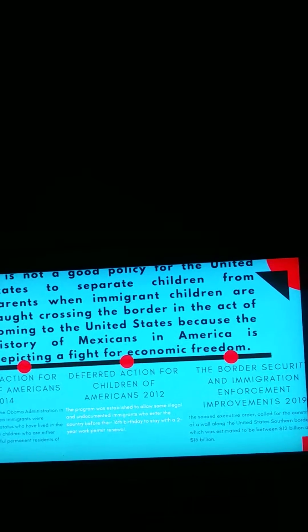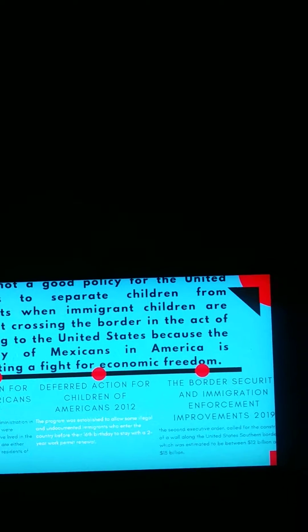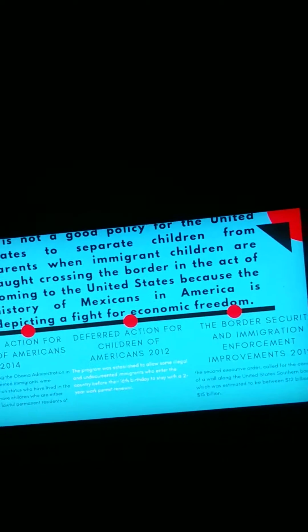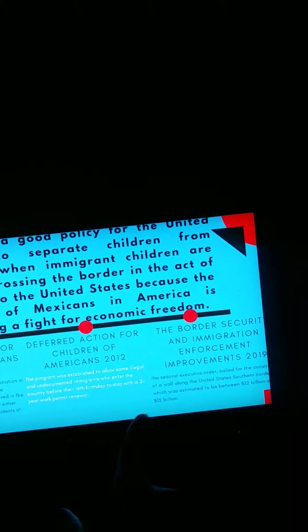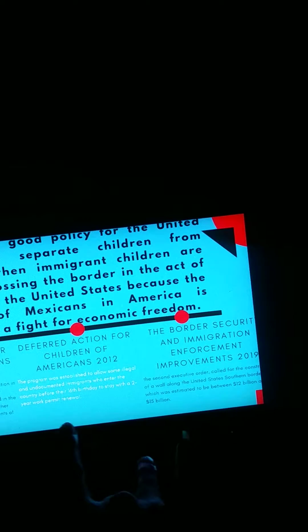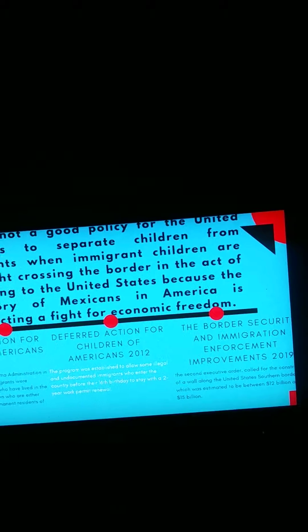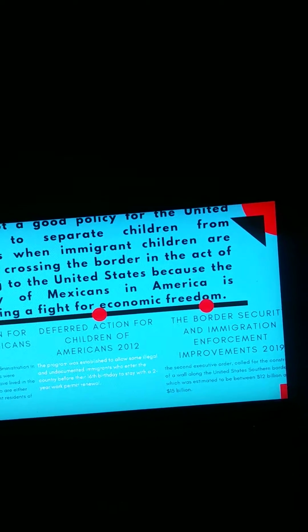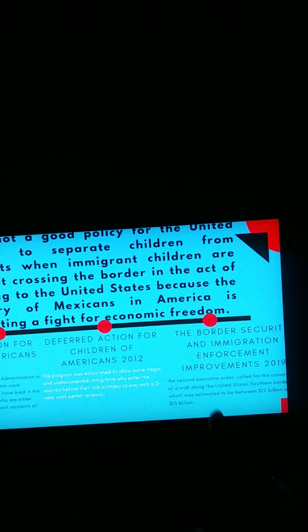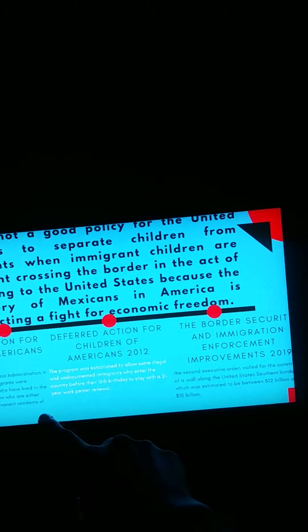enacted in 2014, as well as the Deferred Action for Childhood Arrivals as of 2012. Those were programs that helped Mexican immigrants. But when Donald Trump came into office, he took those laws away. That is when children were being separated from their parents, when Donald Trump came into office and took these 2 away.